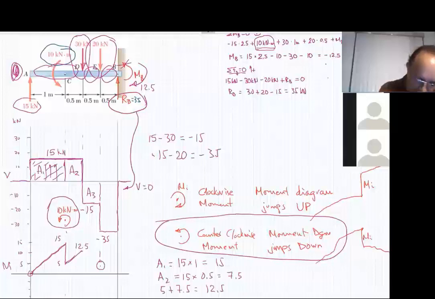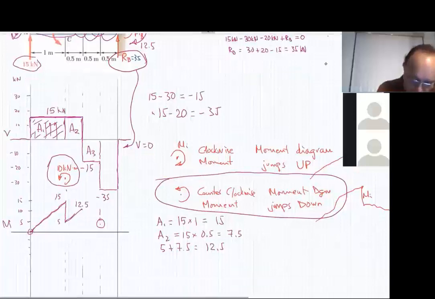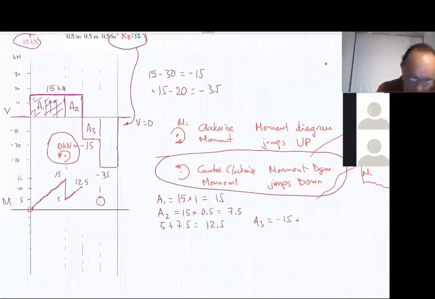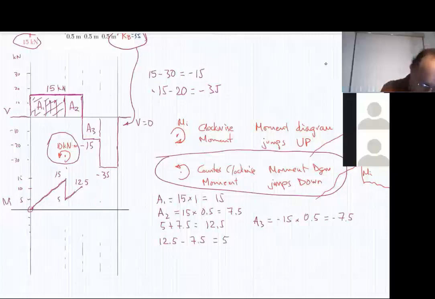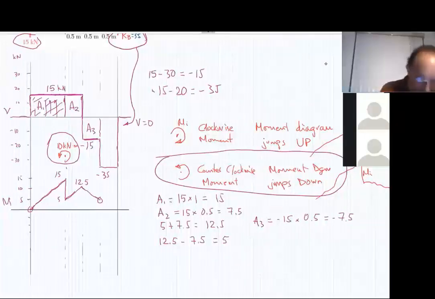This A3 is equal to minus 15 times 0.5, so minus 7.5. So I was at 12.5 minus 7.5, that will be 5. So I will get here at 5. 5 is this point here. And a straight line, because in the shear diagram I have a constant value, that means constant slope here. So I go a straight line up to a value here of 5.